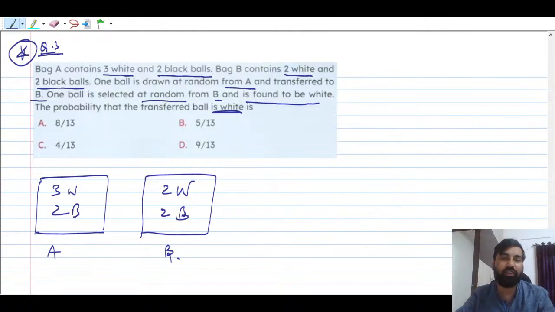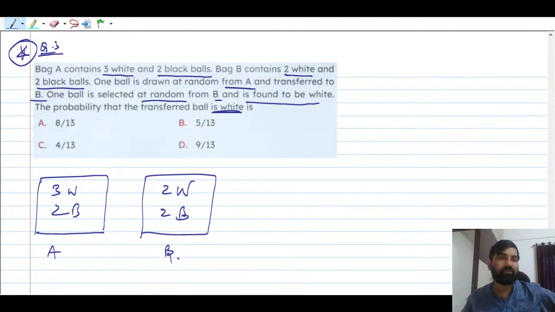and is found to be white. So first you have to take out a ball from A and transfer to B. So the number of balls in B will increase and the number of balls in A will decrease, right? Then you have to select from B, right? And after selection you found that the ball is white. The probability that the transferred ball, from A to B, is white.